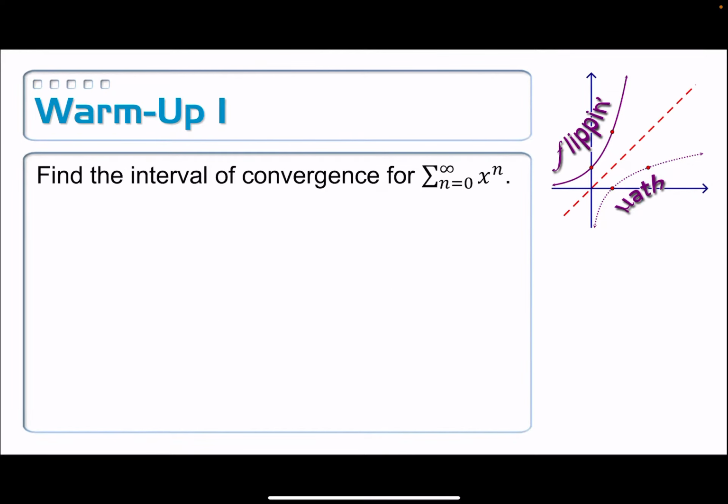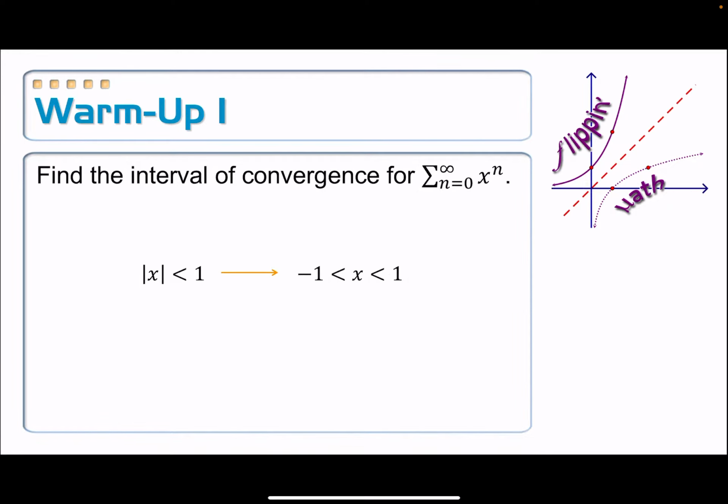So we'll start with a warm-up question. This one will probably look familiar. Find the interval of convergence for the summation from n equals 0 to infinity of x to the nth. So we saw this warm-up exercise in the last lesson, and we were able to find it by treating this thing as if it was geometric. If it was geometric, we're thinking of the x as the common ratio, and the absolute value of that common ratio needs to be less than 1. And that 1 right there is the radius of convergence, right?